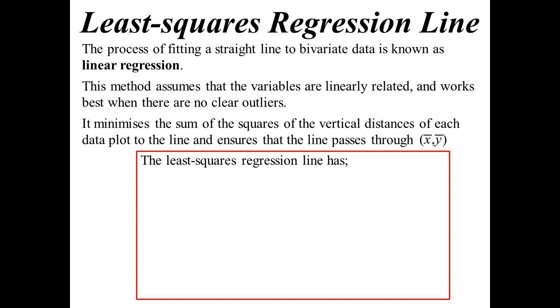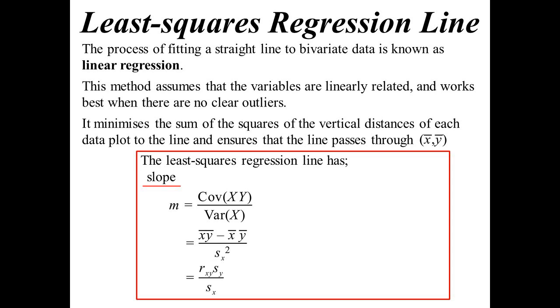So therefore, we come up with an equation. The slope will be the covariance of xy divided by the variance of x. So in other words, it'll be the average of xy minus the average of x times the average of y. That was our covariance of xy. But we'll divide it by the variance of x.